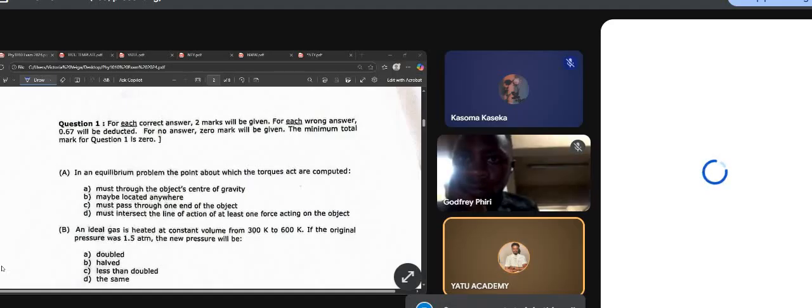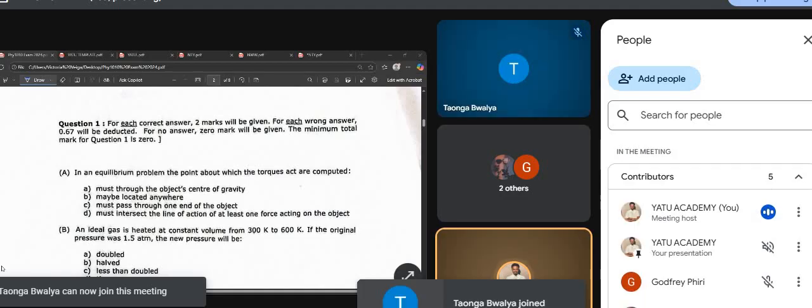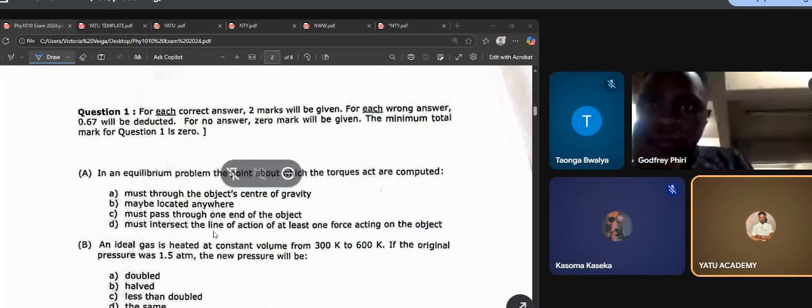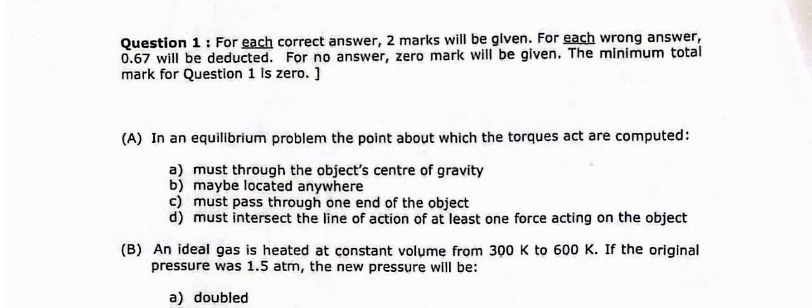Question 1 says, for each correct answer... okay, we have read this. In an equilibrium problem, the point about which the torques are computed, option A says what? It must go through the object's center of gravity; B, may be located anywhere; C, must pass through one end of the object; then D, must intersect the line of action of at least one force acting on the object.